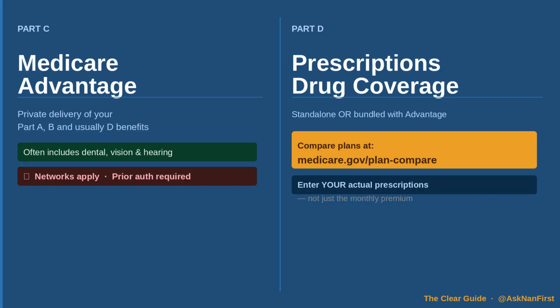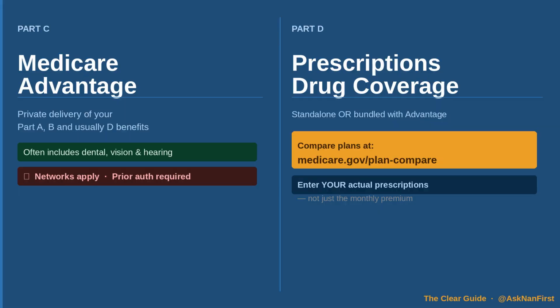And finally, Part D. Part D is prescription drug coverage. If you have original Medicare, that is Part A and Part B only, not Medicare Advantage, you must add a standalone Part D plan separately. The key thing you need to know is your specific medications will determine which plan is best for you, because every plan covers medications differently. Don't pick a prescription plan based only on the premium.